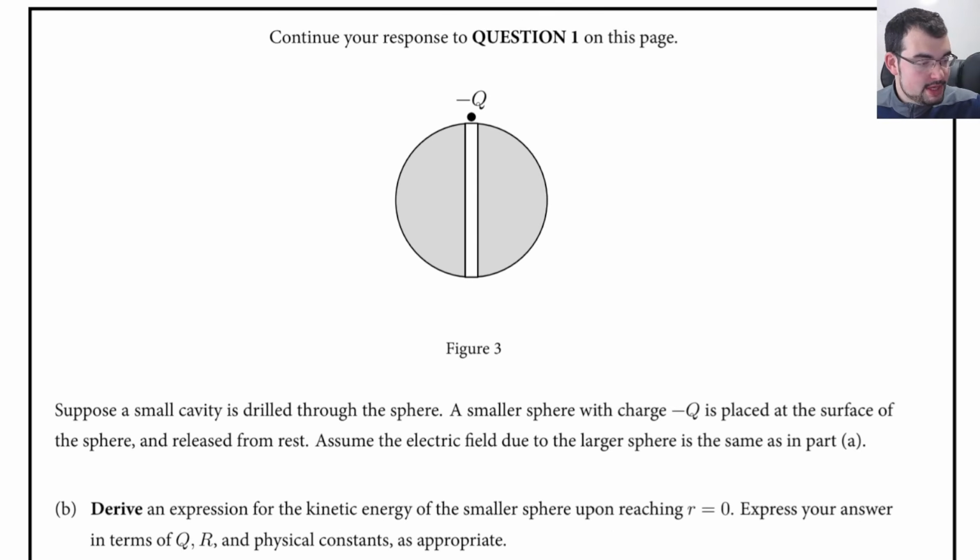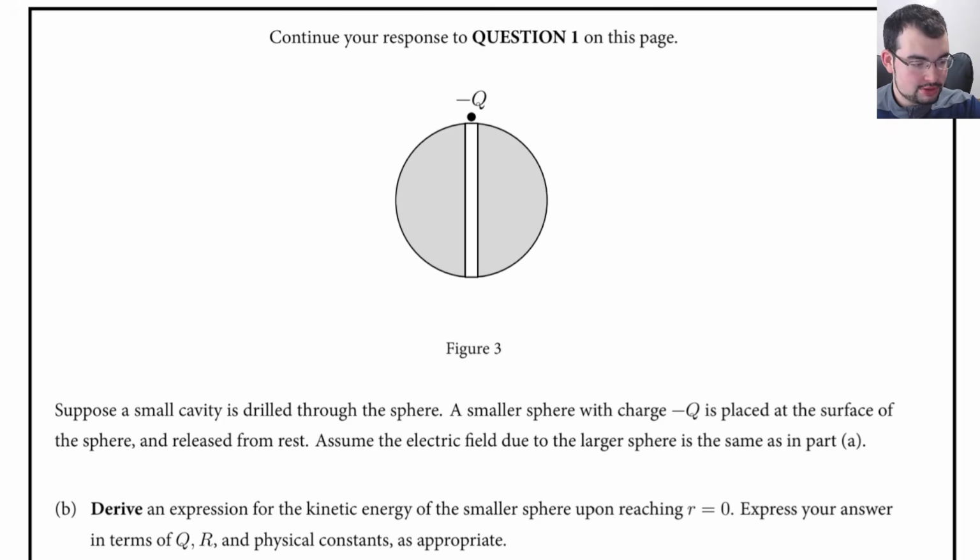All right, now part B. Part B likes to live on its own island, but it's not necessarily totally independent. Suppose a small cavity is drilled through the sphere. A smaller sphere with charge minus Q is placed at the surface and released from rest. Assume the electric field due to the larger sphere is the same as in part A. Derive an expression for the kinetic energy of the smaller sphere upon reaching r equals 0, which is the center.